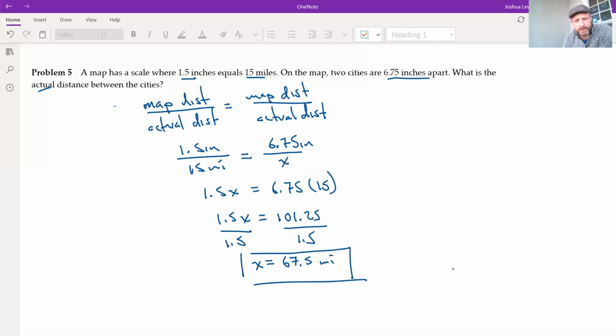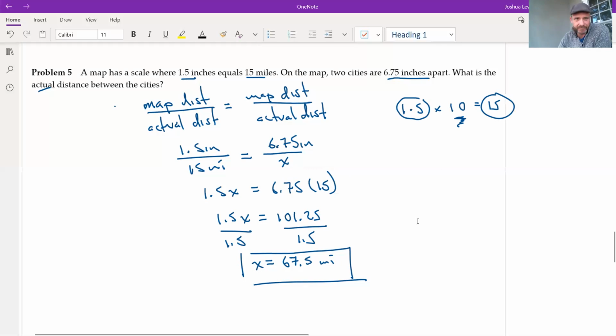All right. Now, there are other ways to do this. You also could have said, well, notice that 1.5 times 10 is 15, right? 1.5 inches, 15 miles. So if I'm starting with map distance, I could just multiply by 10 to get actual distance. That works as well. To be honest, it's not always as clean as having to just multiply by 10. You might not be able to look at it and just see. But either way, there you go. Let's go on to the next one.